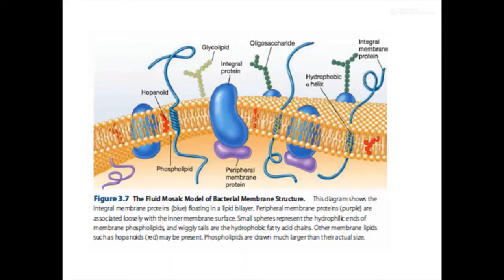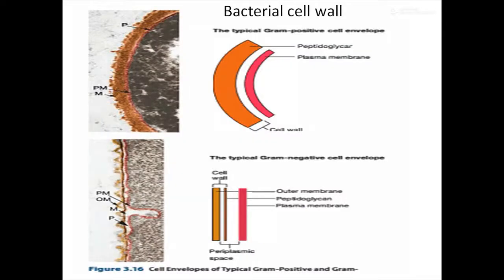So, the plasma membrane plays an important role in bacteria for the transport of various materials across the barrier into the cell. As we have already discussed the plasma membrane in detail in other sessions, I am not going into the details. And outer to the plasma membrane, the bacteria have a cell wall. The cell wall is made up of peptidoglycan.